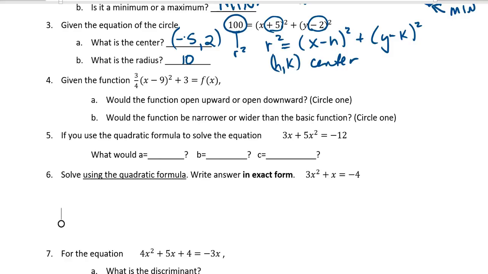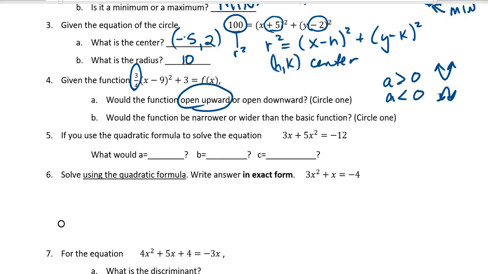We already talked about this. We said that a, the number in front of the square, tells us whether it's going to open upward or downward. So if a is positive, it's going to go upward, and if a is negative, it's going to go downward. Our a is 3/4, which is 0.75, which is positive. So positive people smile, so it's going to open upward.